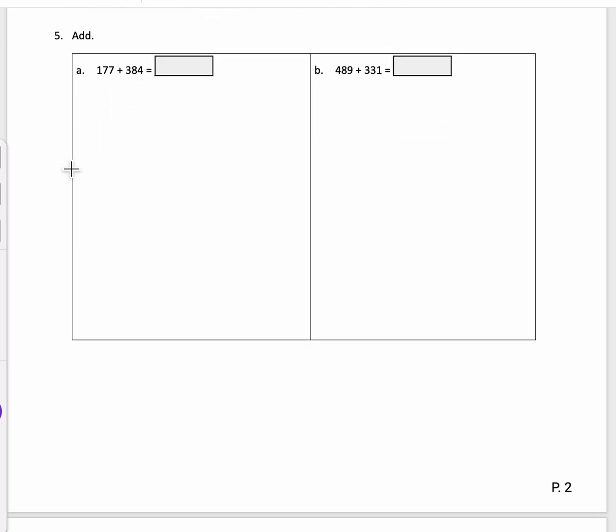Number 5 is addition, vertical addition. Super, super easy addition right here, guys, okay? All you need to do is set it up vertically, all right? So I have 177. You want to be very careful, and we always want to line those numbers up. This paper gives you plenty of space. You must show your work.